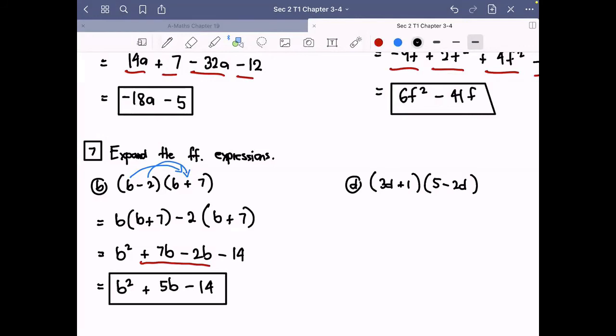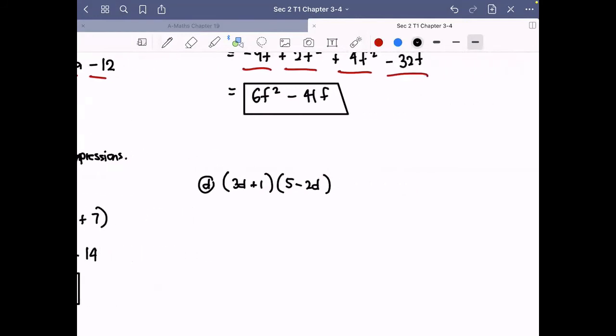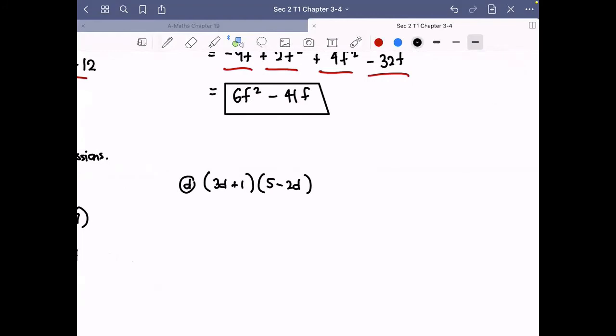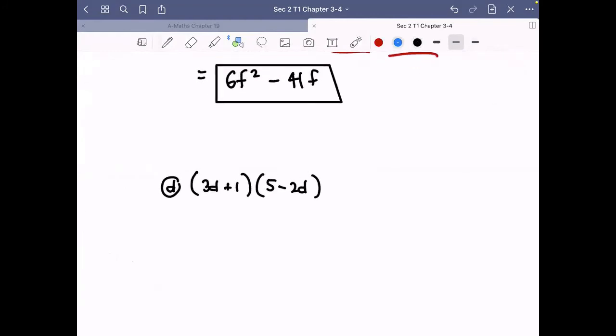All right. Now let's move on to letter D. So we have 3D plus 1 and then 5 minus 2D. So again, similar to letter B, we need to multiply 3D times 5 minus 2D and then 1 times 5 minus 2D. Okay, so let's do that now. So 3D times 5 minus 2D and then plus 1 times 5 minus 2D.